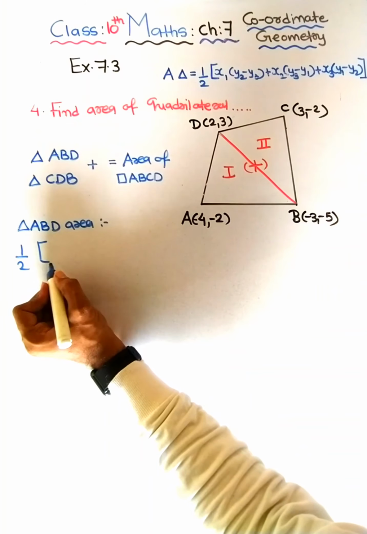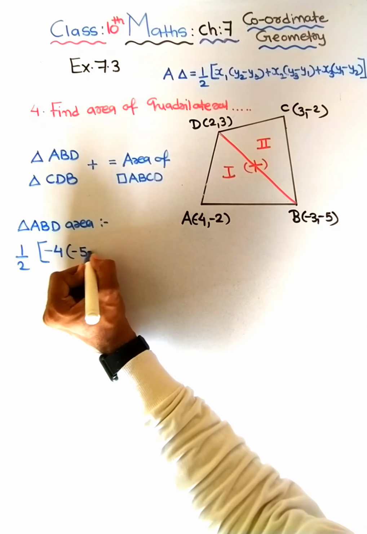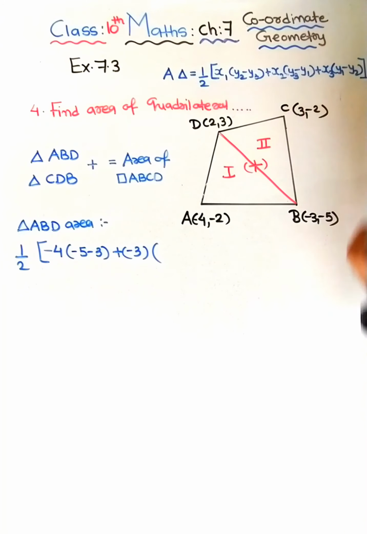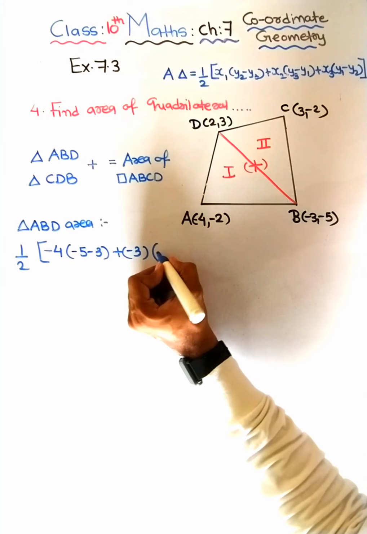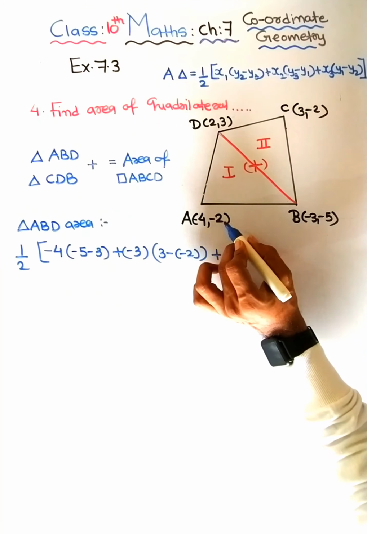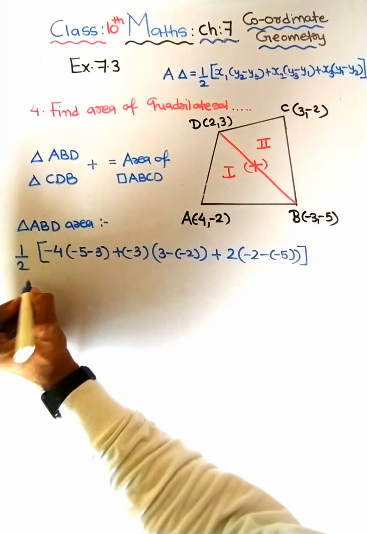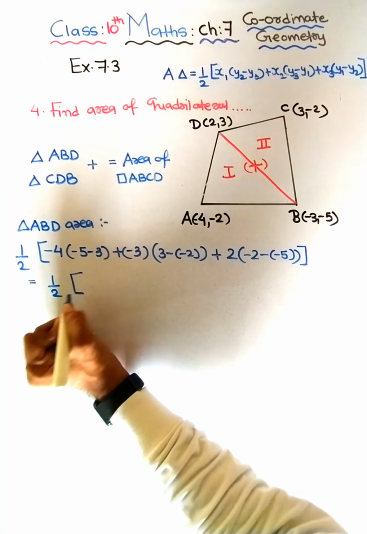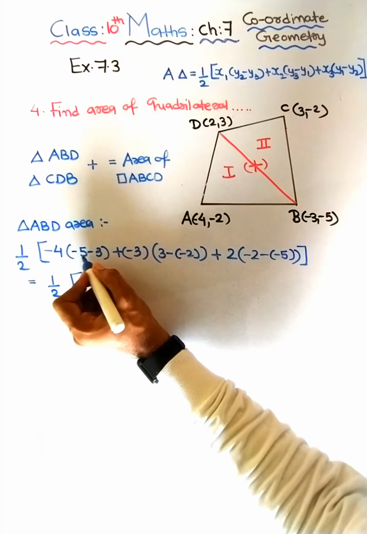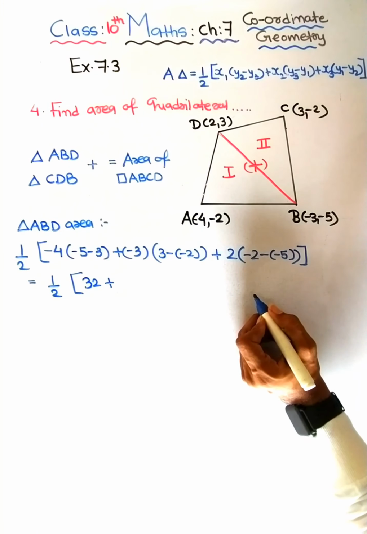Now x1 is -4, so y2 minus y3 is -5 minus 3. x2 is -3, and in the bracket we have y3 minus y1, that means 3 minus (-2). Then we have x3, that is 2, and here I have y1 minus y2, so -2 minus (-5). So 1 upon 2, -4 into, let us write directly, -5 minus 3 is -8, -8 into -4 is 32. Clear?